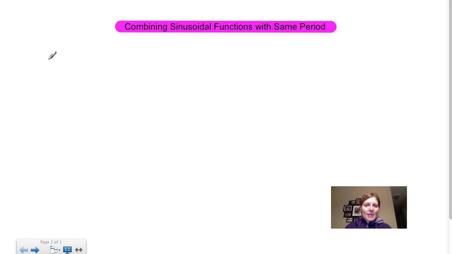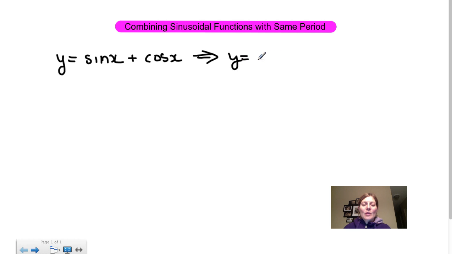Video is how we combine sinusoidal functions with the same period. So let's say, for example, we were given two sinusoidal functions and we wanted to combine them. So I have y is equal to sine x plus cos x. And my goal is to get it written in the form where it's just a single sinusoidal function.